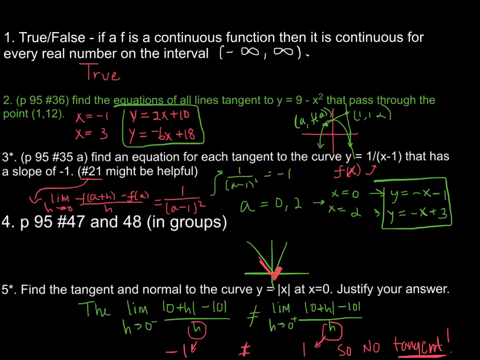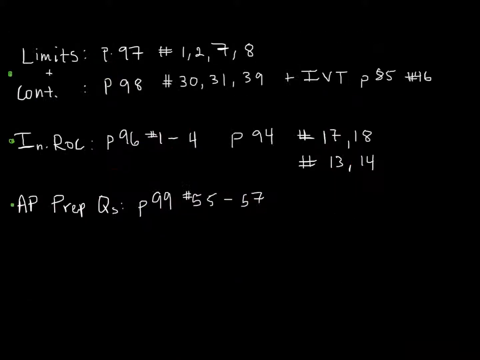So since the limit that we use to calculate our slope doesn't exist, there's no way that we can write a function with a slope that doesn't exist, so there's no tangent and, of course, no normal. Okay, these are the solutions to these following problems, so go ahead and take a look.